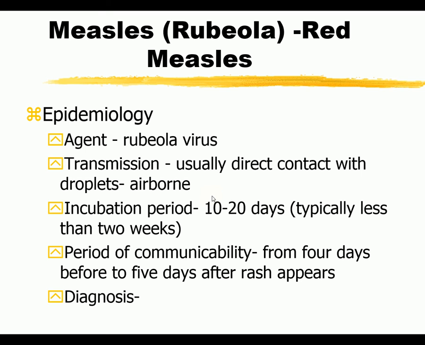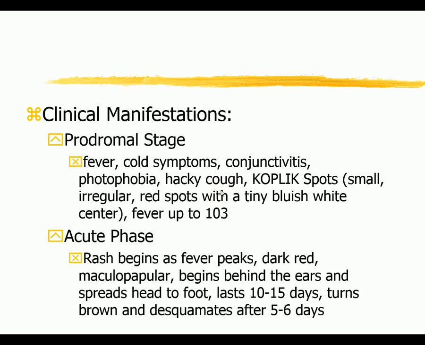But most of the time, it's based upon the rash and the signs and symptoms. During the prodromal stage, they're going to have fever, cold symptoms, conjunctivitis, photophobia, and malaise. But the big thing is Koplik spots. These are small, irregular red spots with tiny bluish-white centers. And it shows you a picture of the Koplik spots on page 427 in your book.